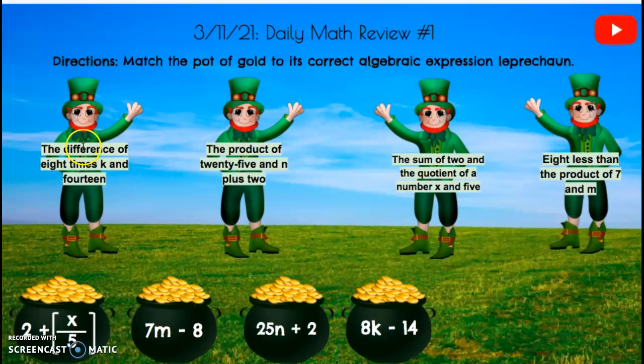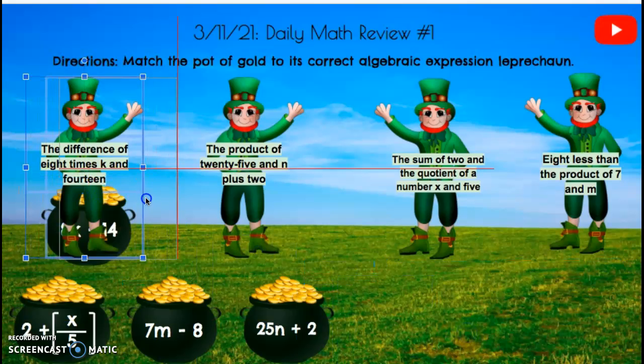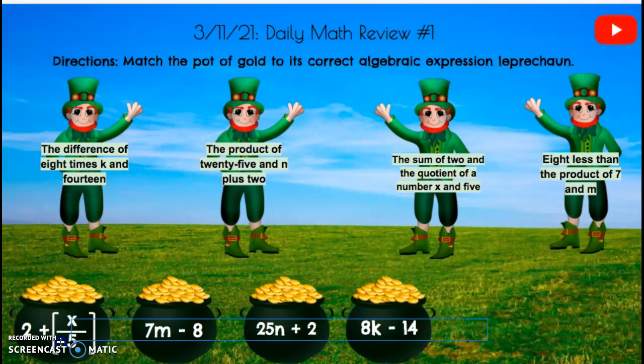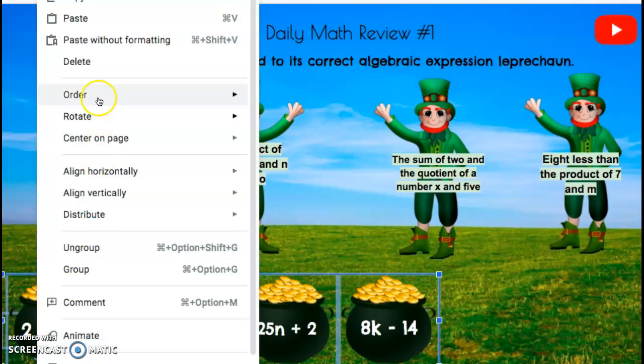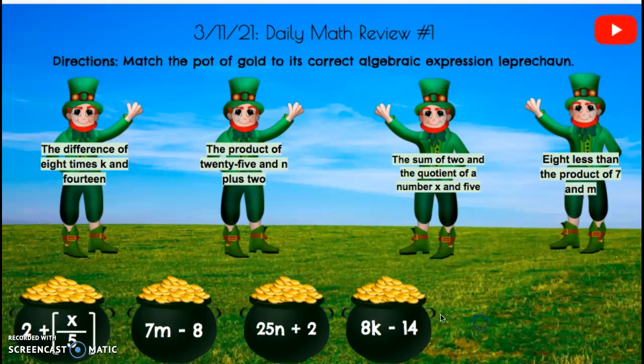So it says the difference of 8 times k, so 8 times k, oh, here's 8 times k, and 14. There's that difference of 8 times k and 14. So that pot of gold is going to go to that leprechaun. Whoop, I guess I can put it to the front. So sorry. Let me move these all to the front real quick. And I will bring them to the front on your guys' end as well.